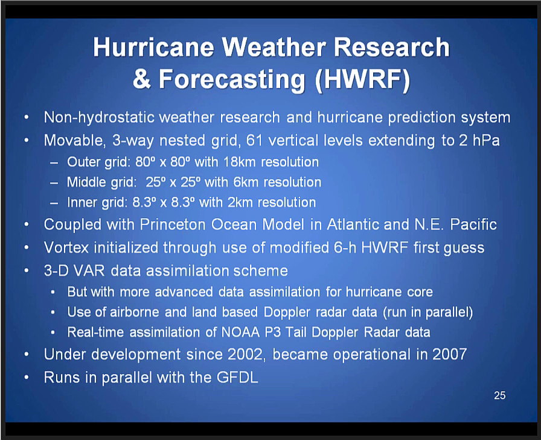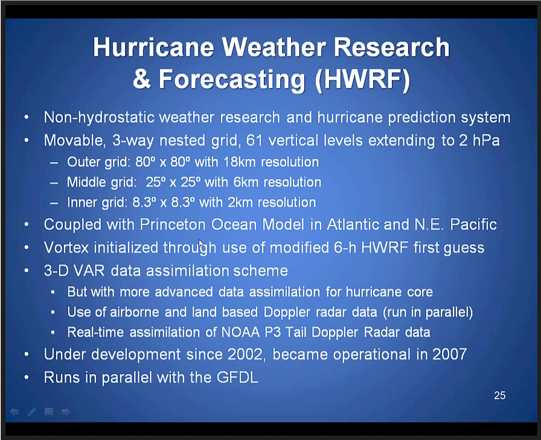HWRF is the most recent development for hurricane mesoscale models. It's been in place for just about 10 years now operationally. It also has 3 nested grids, and the innermost grid has a resolution down to 2 kilometers. So they can actually do explicit convection instead of parameterized convection with this.